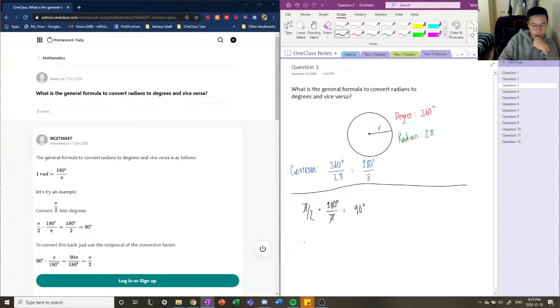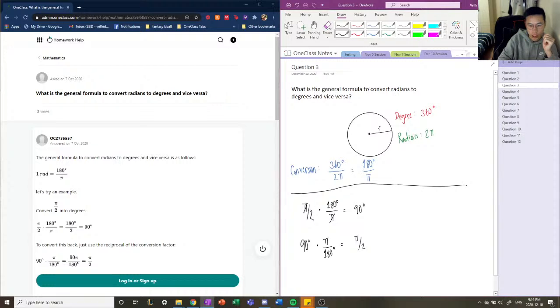What if we were given an angle in degrees? So we have 90 degrees. How will we convert that? We just have to flip our conversion here, and if we simplify all of this together, we get pi over 2. Think of this like you are canceling out your units. This is pi radians. I didn't write the rad here, but this is pi radians.